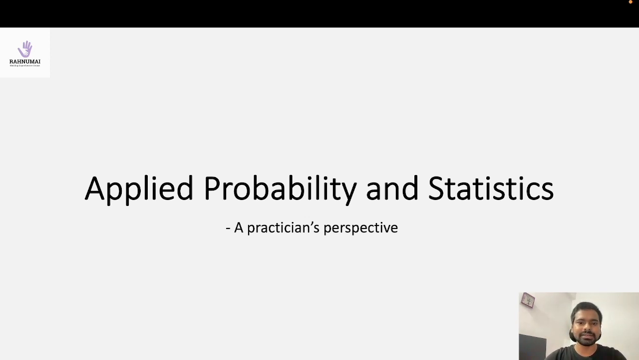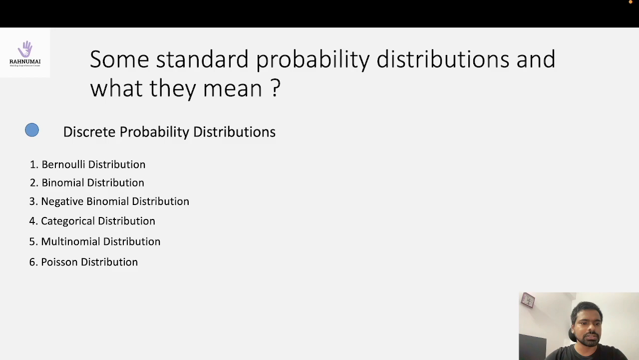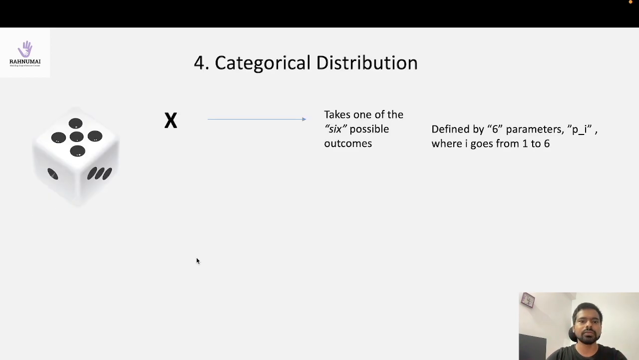So let's get started. In this module we will look at the rest of the three discrete probability distributions, that is categorical distribution, multinomial distribution and Poisson distribution. Okay, so let's proceed ahead.